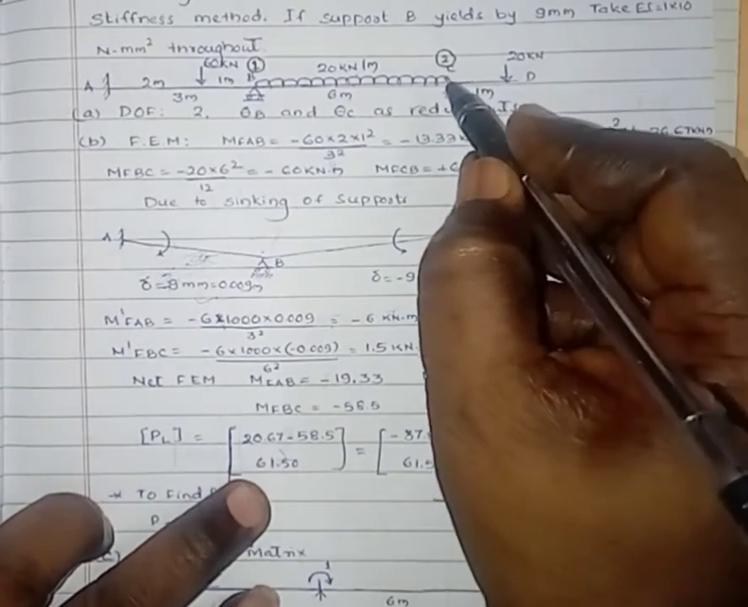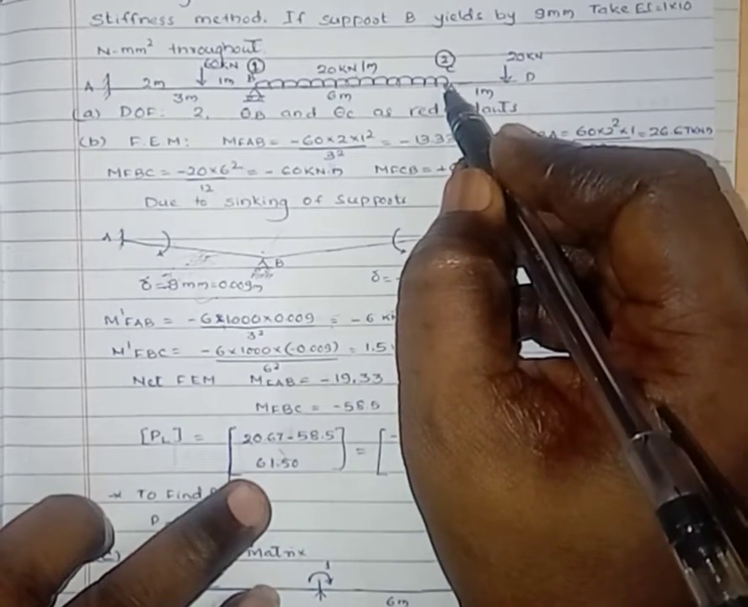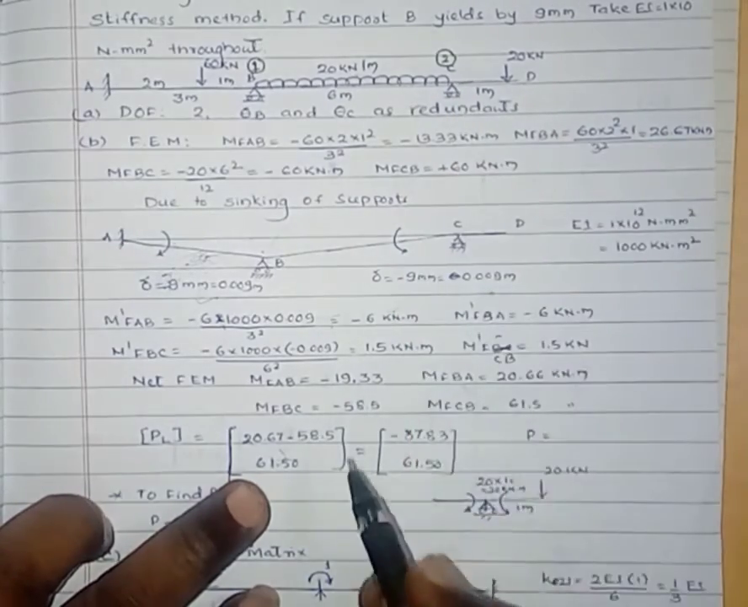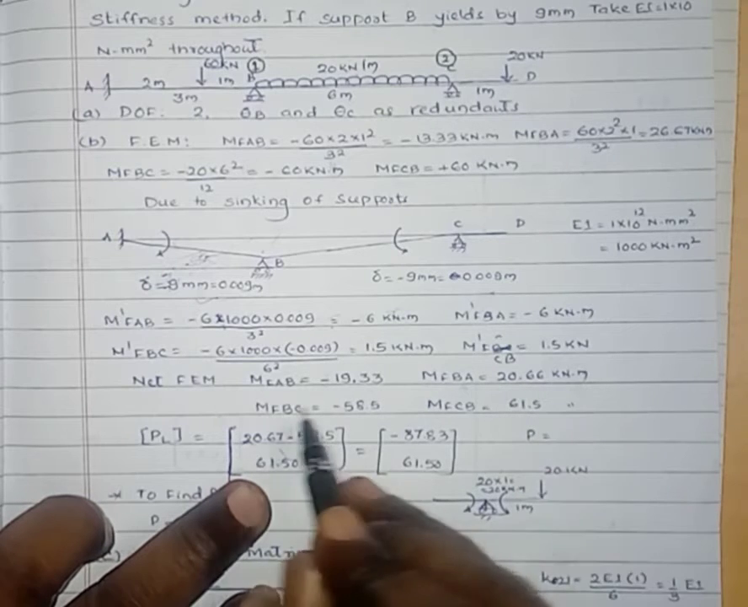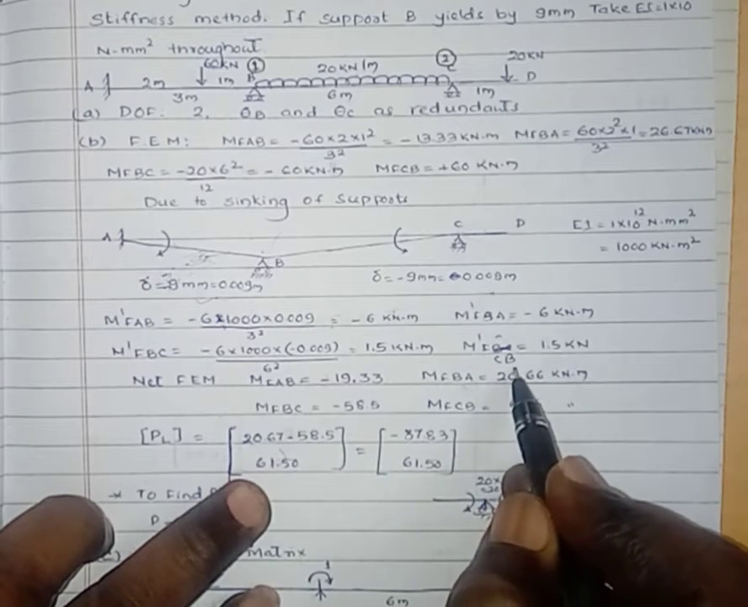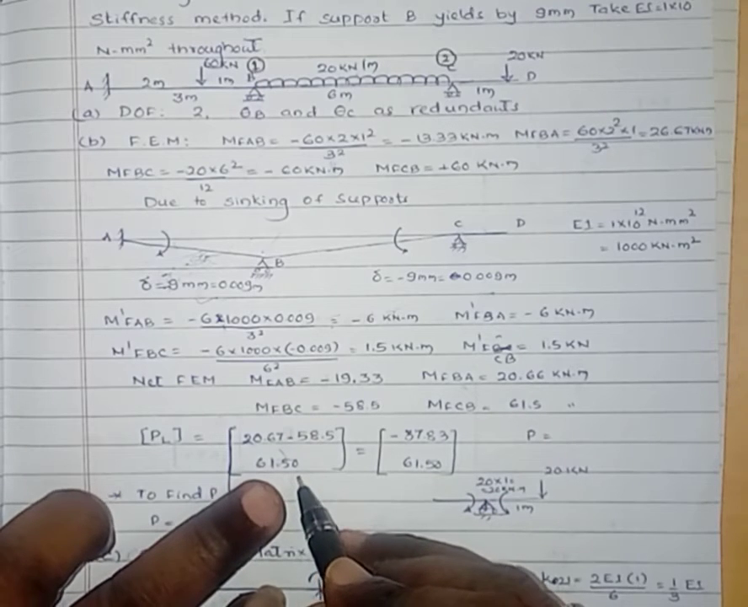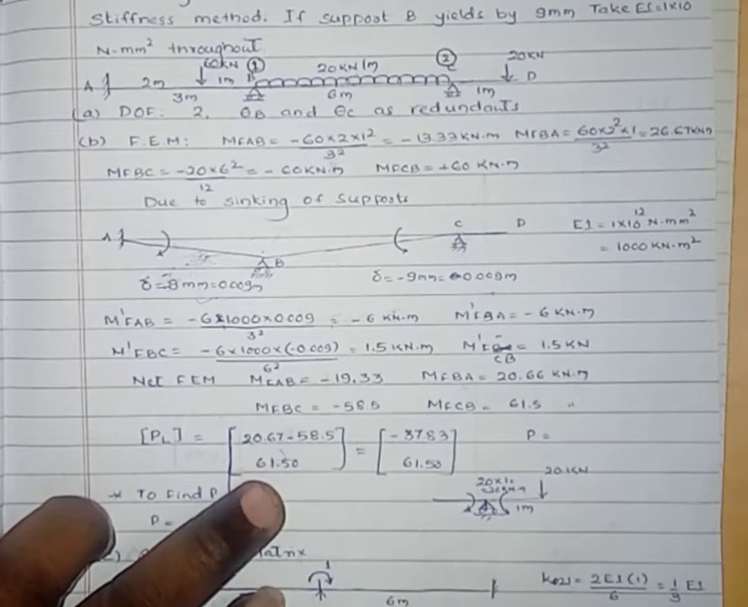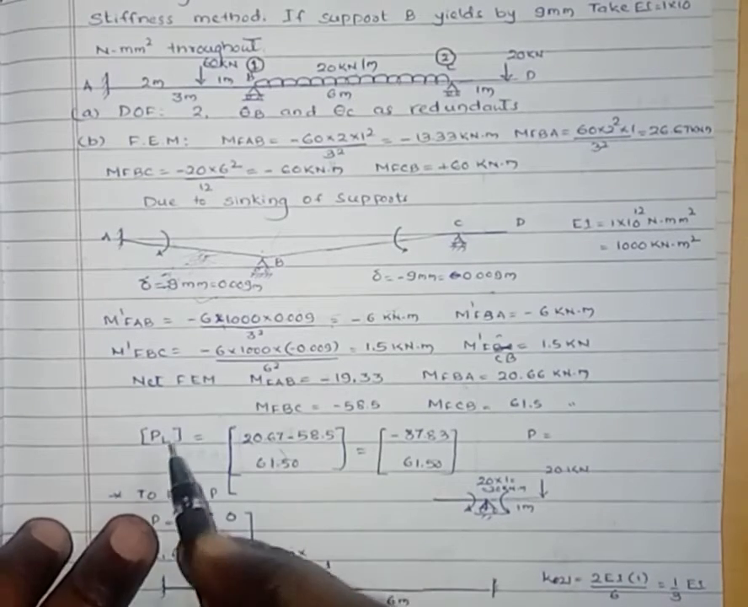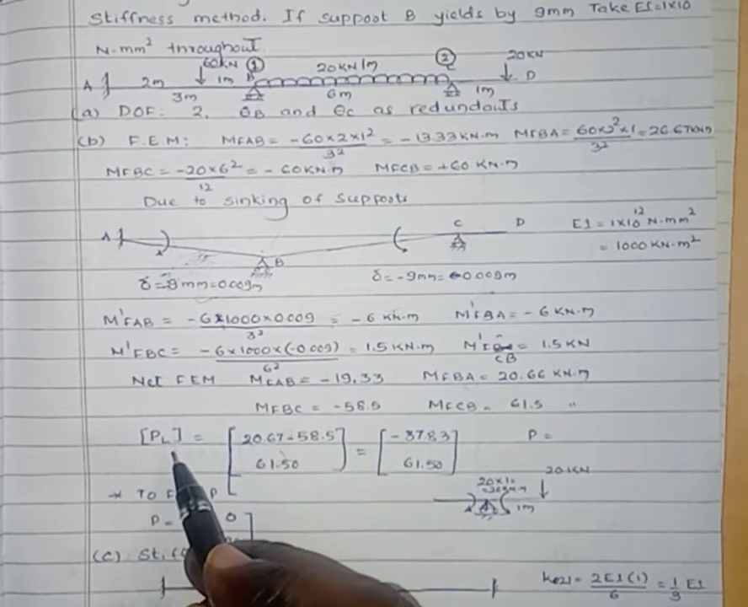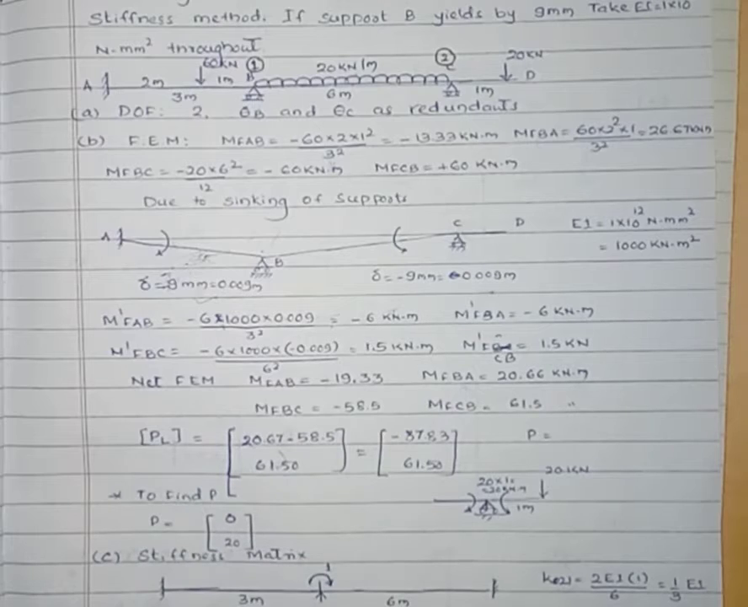Similarly at coordinate 2, there is MFCB. MFCB is the net fixed end moment we have just calculated, that is 61.50, so P2L equals 61.50. This is the vector due to the load at coordinates 1 and 2 respectively.